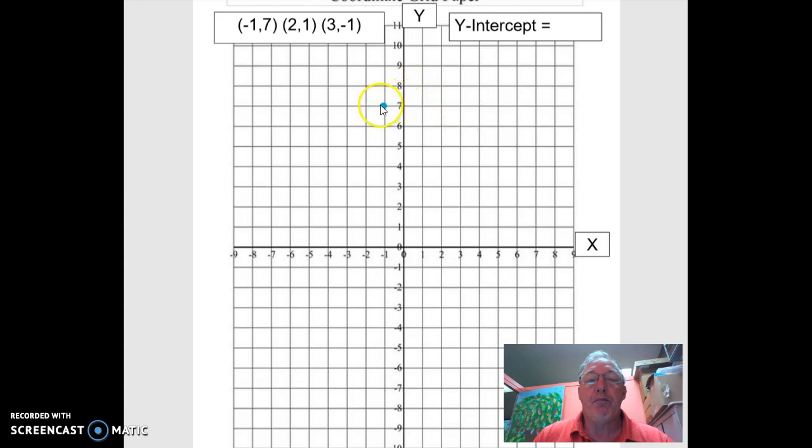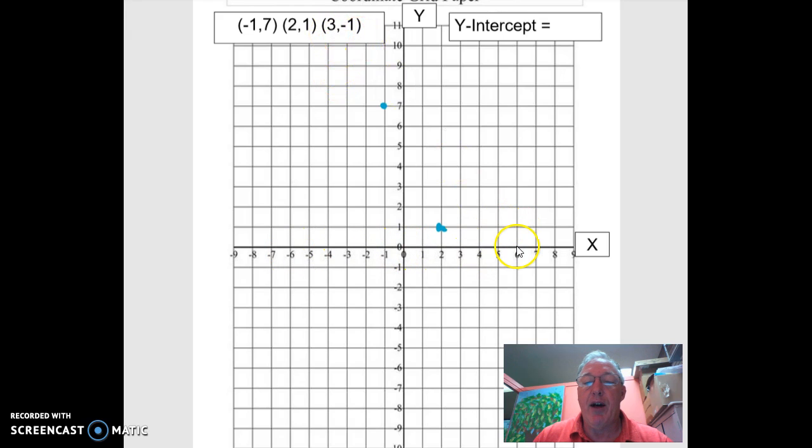Good. All right, the next coordinate is 2, 1. The x is 2 and the y is 1. So where is 2 on the x-axis? +2 is here. And we're going to go up 1 on the y-axis, and we're going to put a dot right there. Okay. And thirdly, we have 3, -1.